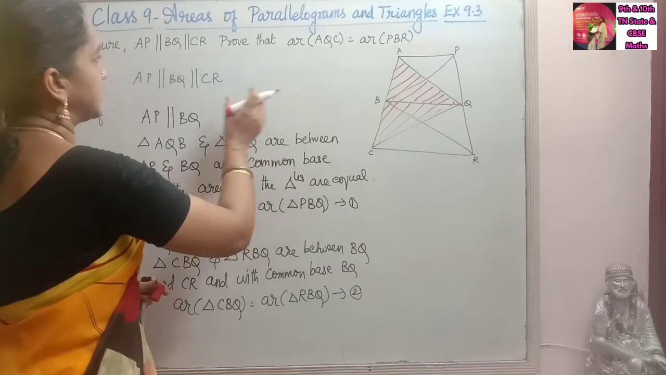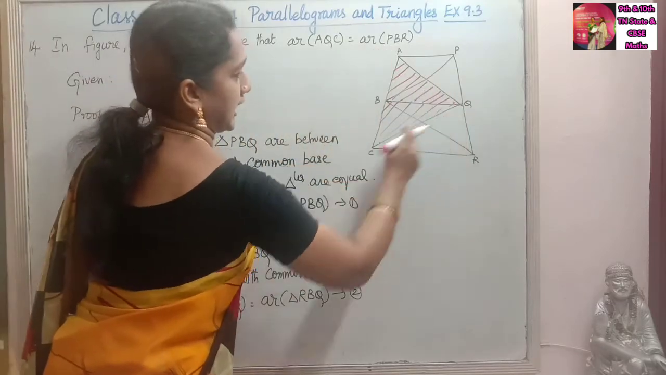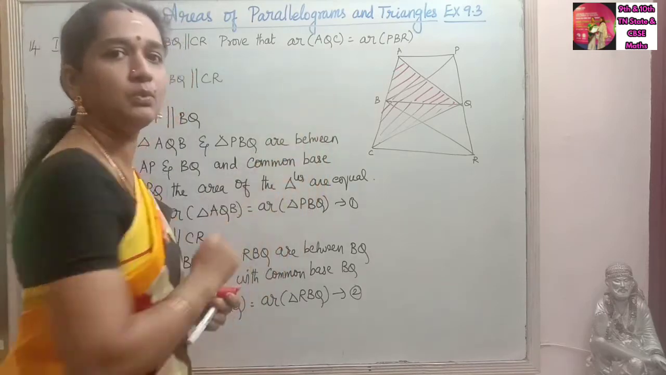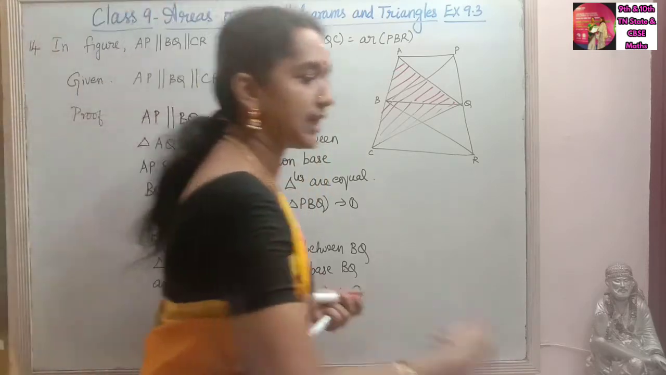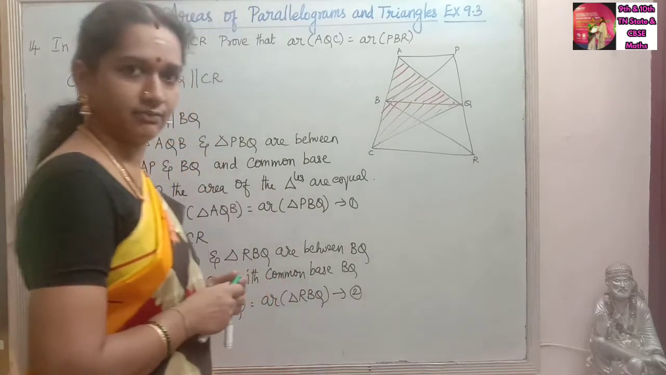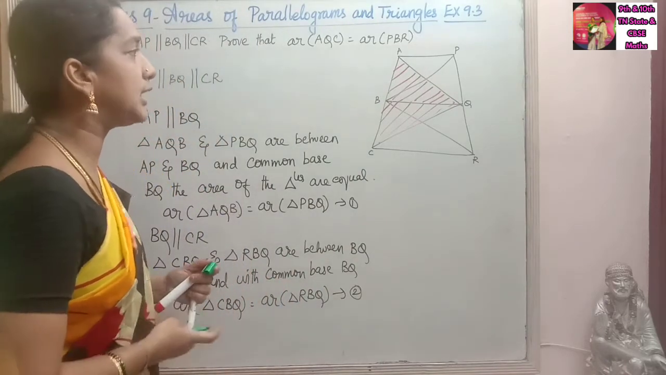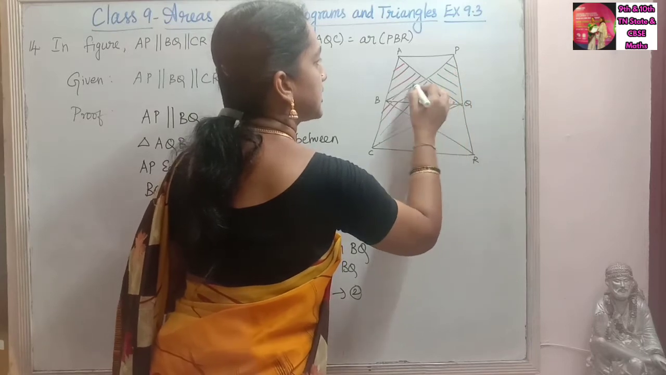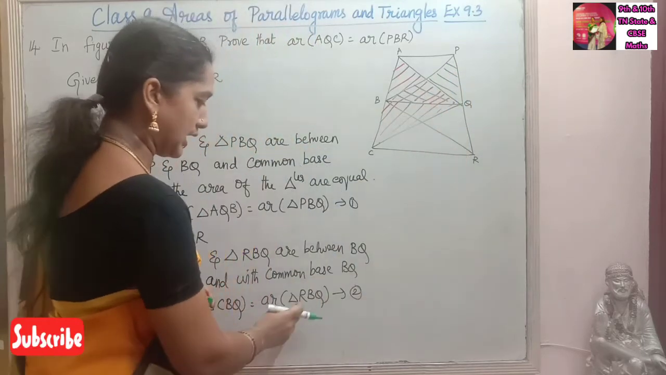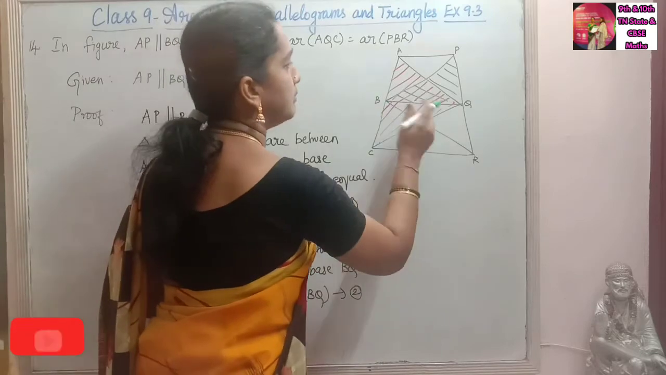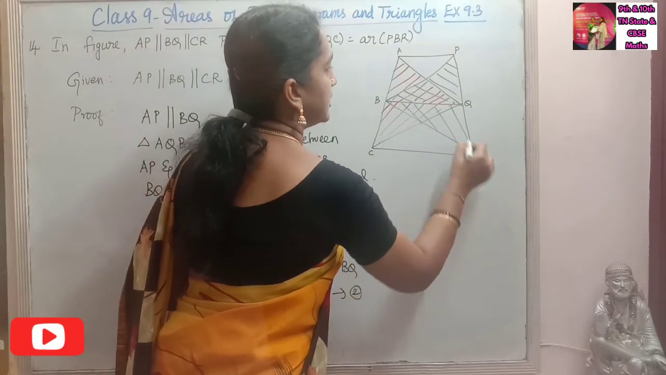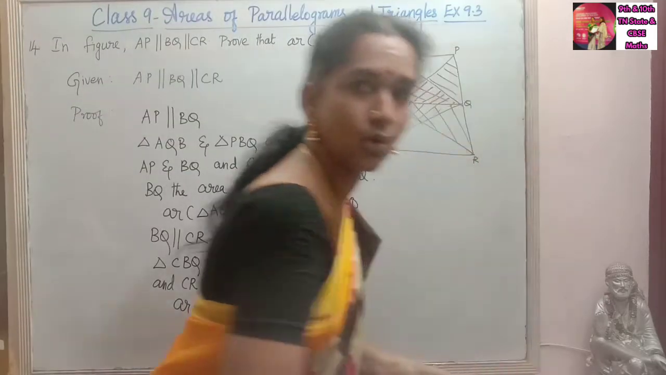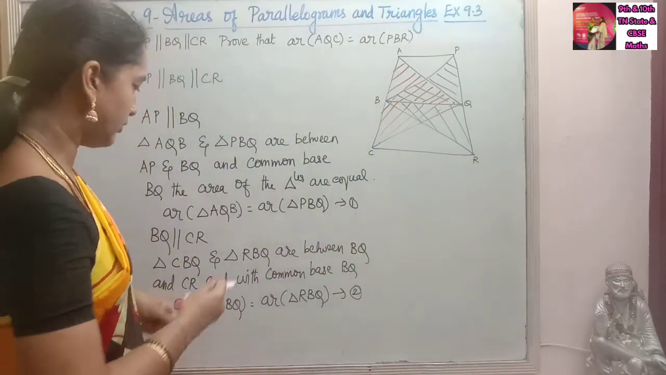So when we add this, what will we get? We will get the full triangle AQC. So whatever is required, we will get. In the same way on the other side also, when we add, we will get PBQ and RBQ, this one, this side. So whatever is the required one, we will get.